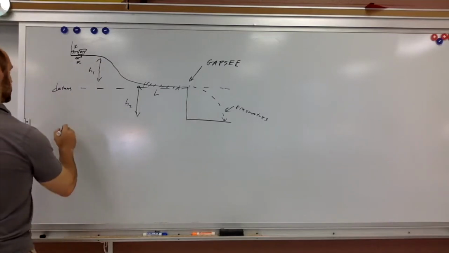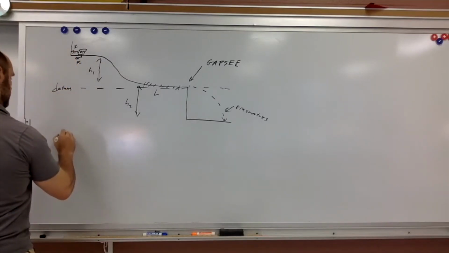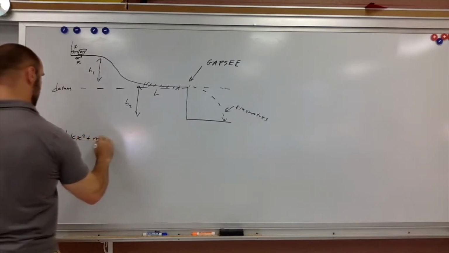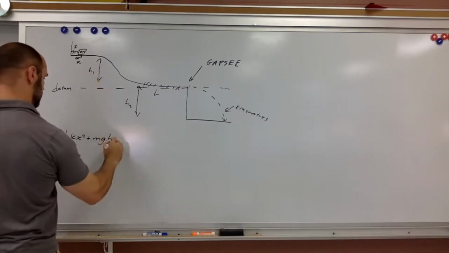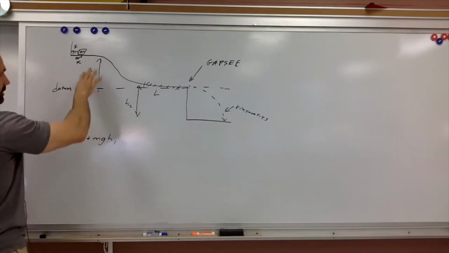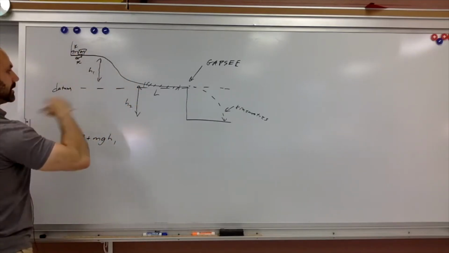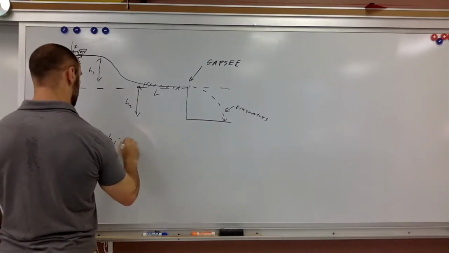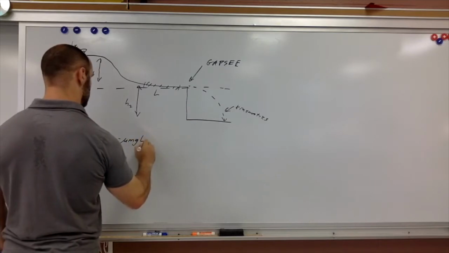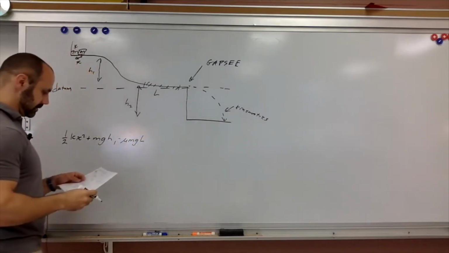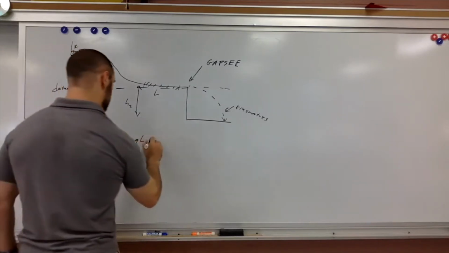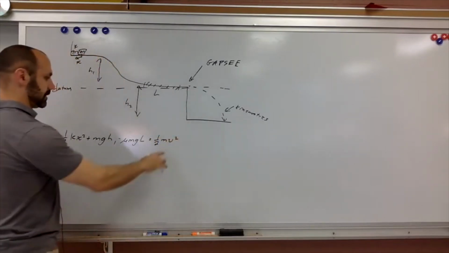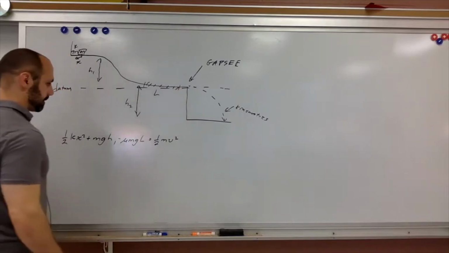GAPC equation. This is compressed, so I've got 1/2 kx squared plus mgh1. That's it. That's all the energy I have at the beginning. And then the work done by a non-conservative force is mu mgl. So L, L1, just L, equals 1/2 mv squared. And v is the velocity at that point. That's it.